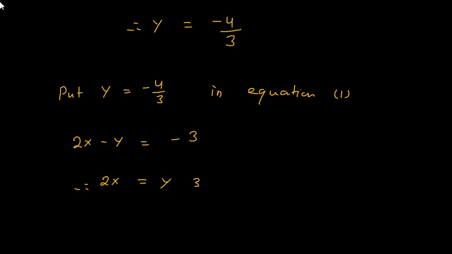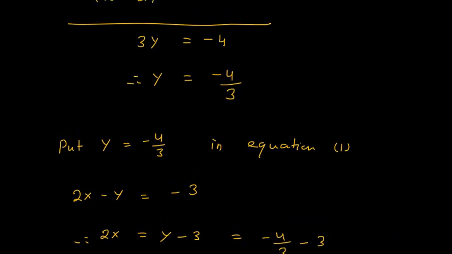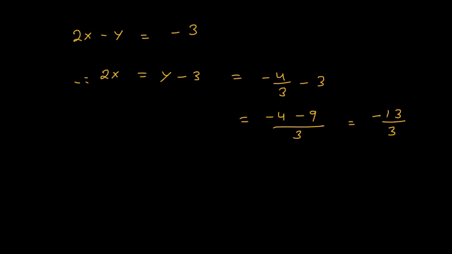It is y minus 3. So we get y is already minus 4 by 3, minus 3. So it is minus 4 minus 9, whole divided by 3, is equal to minus 13 divided by 3. So the value of 2x we get is minus 13 upon 3. So therefore x is minus 13 upon 6.